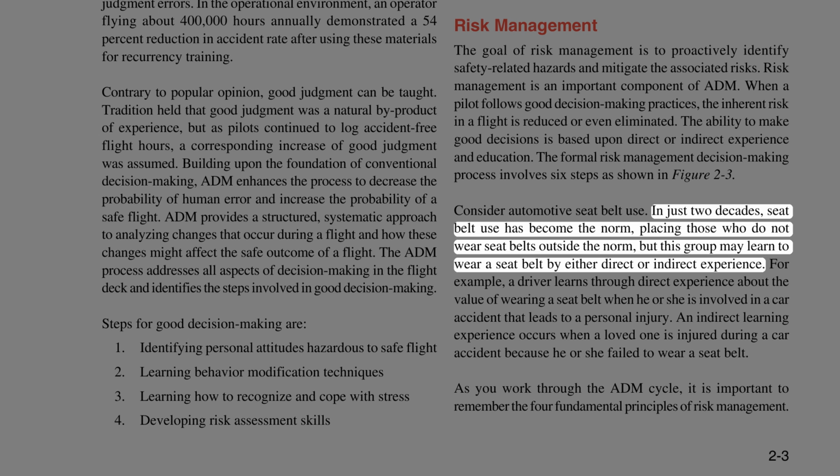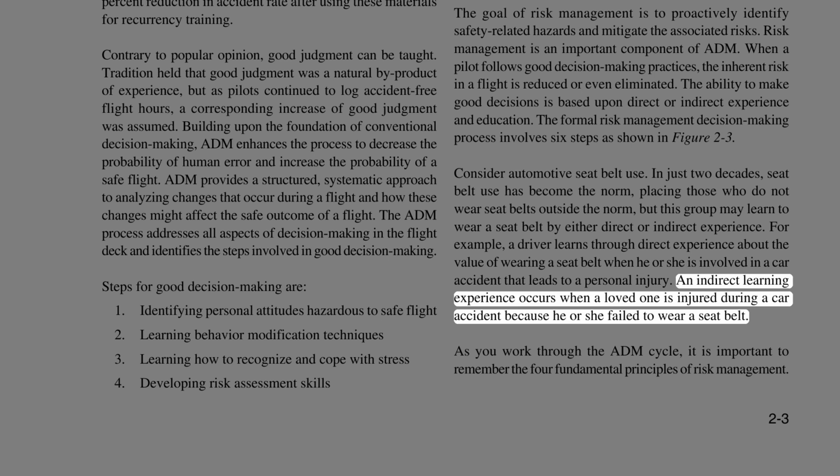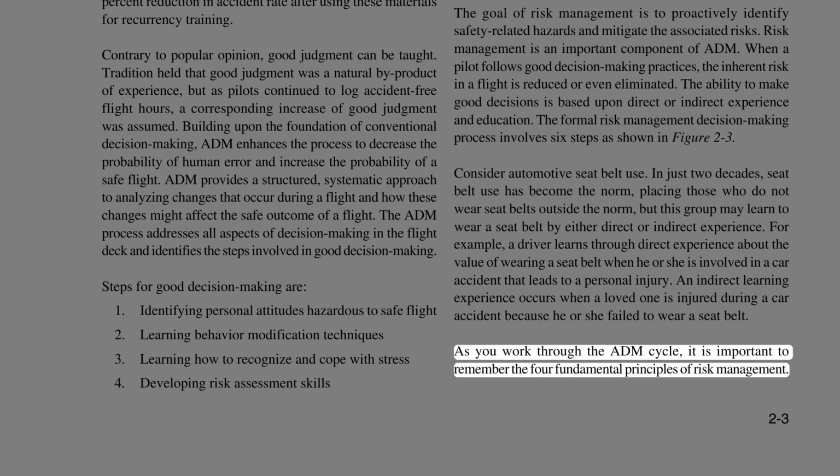But this group may learn to wear a seatbelt by either direct or indirect experience. For example, a driver learns through direct experience about the value of wearing a seatbelt when he or she is involved in a car accident that leads to a personal injury. An indirect learning experience occurs when a loved one is injured during a car accident because he or she failed to wear a seatbelt.